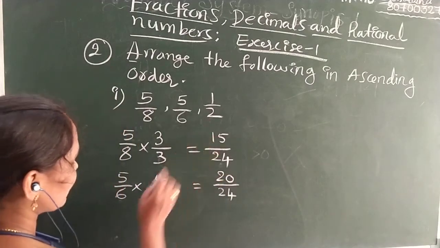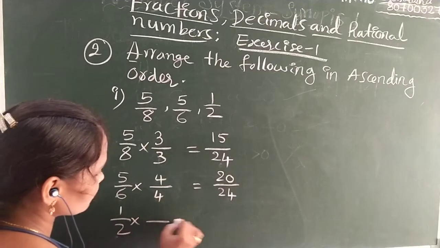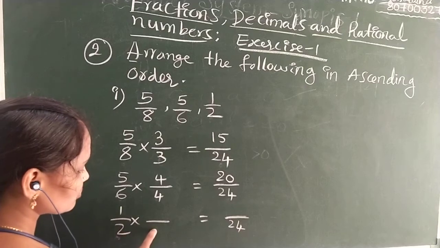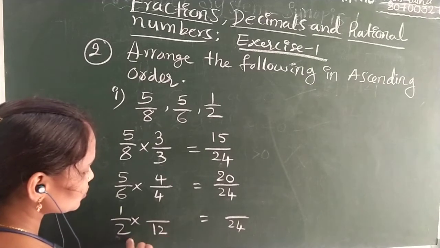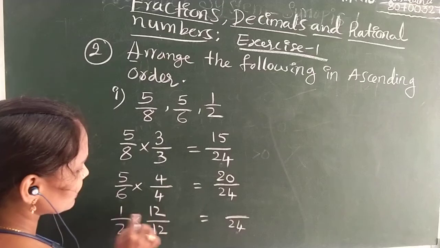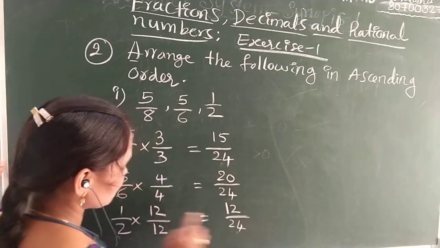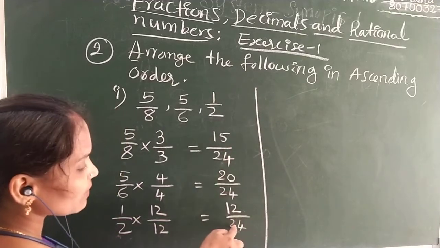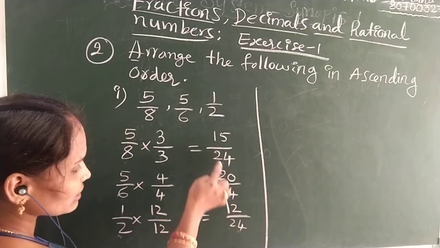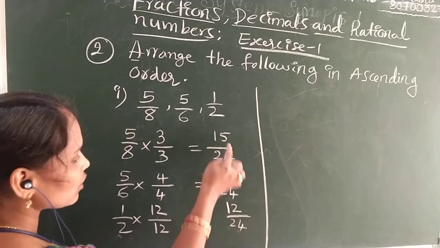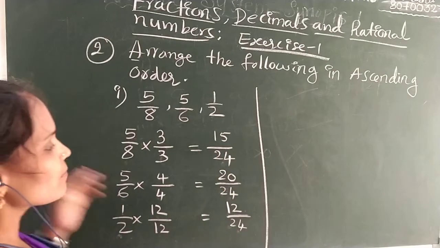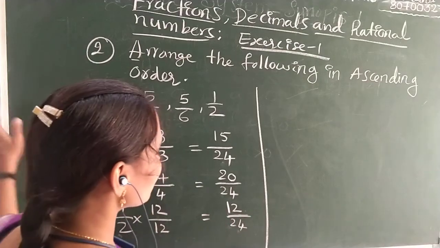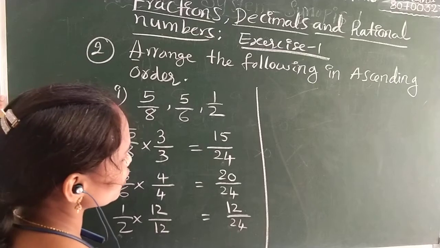Next fraction, 1 by 2. For this, which table? The 12 table. 2 12s are 24. For the numerator also take the same table: 1 12s are 12. See, these are the like fractions. Why? Because these fractions all have the same denominator, so we can call them like fractions. Now by seeing directly we can say which is the greater fraction and which is the smaller fraction.